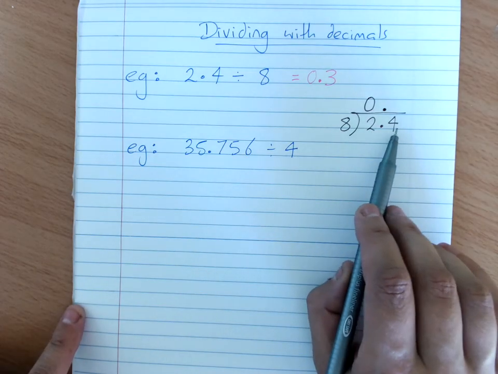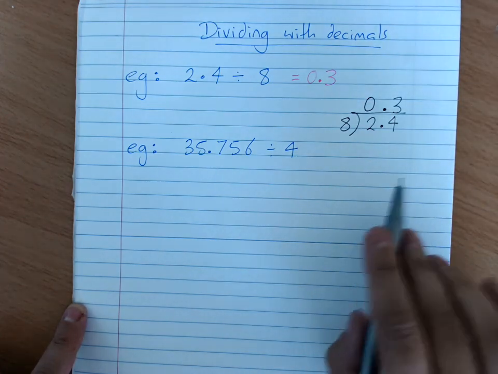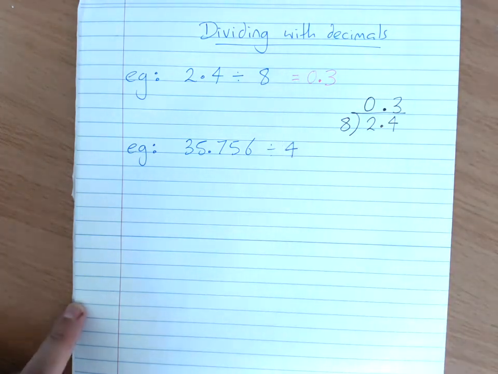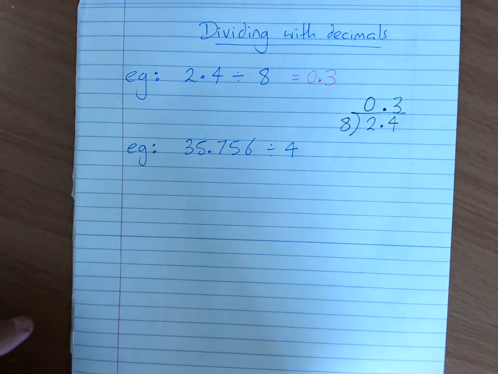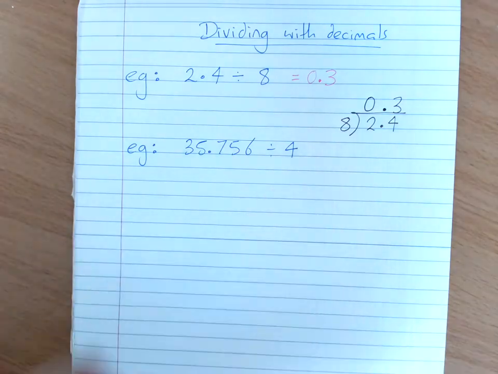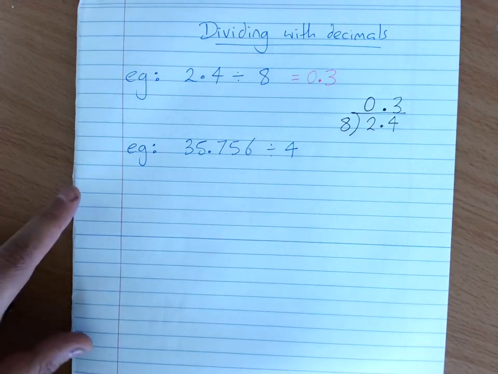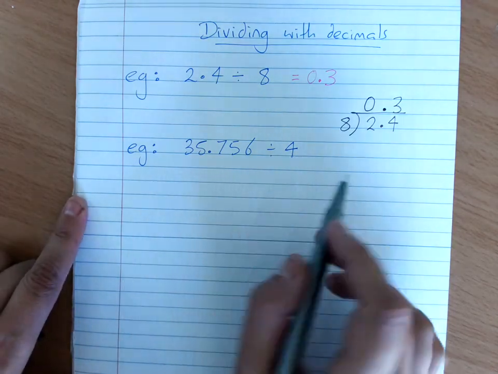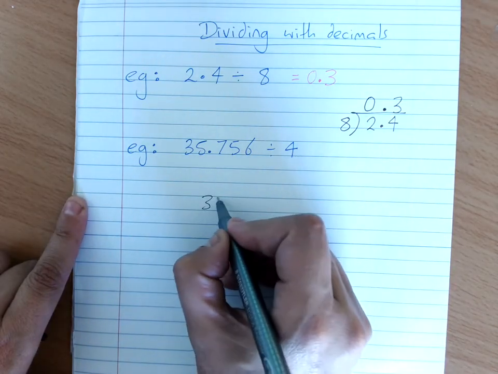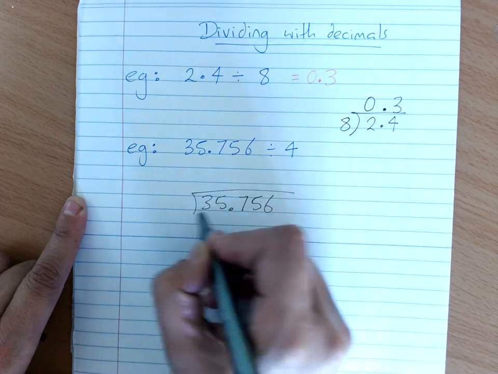8 into 24 goes 3 times, 0.3. There were no remainders, so we did get the correct answer either way. So every time you're asked to divide a decimal by a whole number, the easiest way to always get the right answer is to set up the algorithm. 35.756 divided by 4.